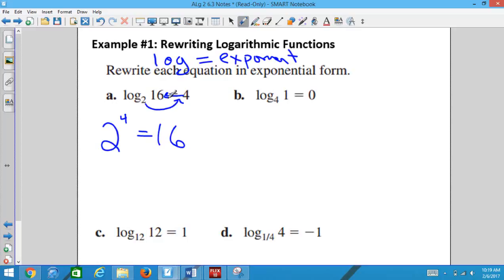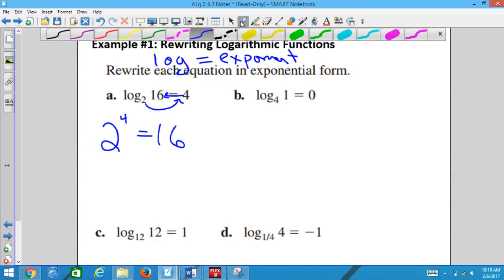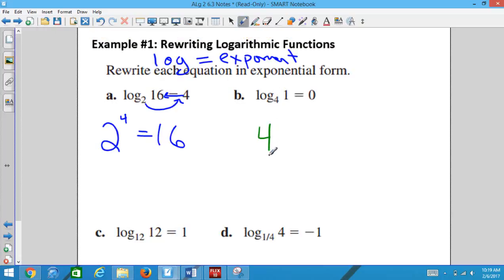So the next one. What is my base? 4. What is my exponent? To the 0 equals 1. 4 to the 0 equals 1. Anything with 0 power equals 1. I see some of you are working ahead. That's excellent.